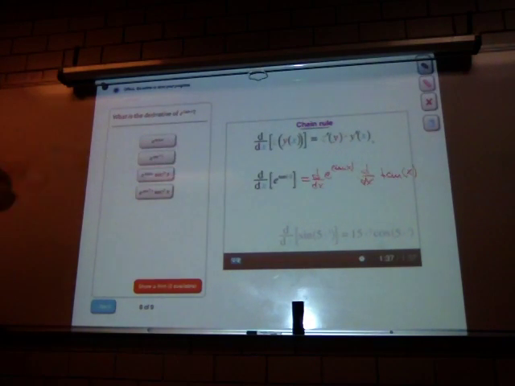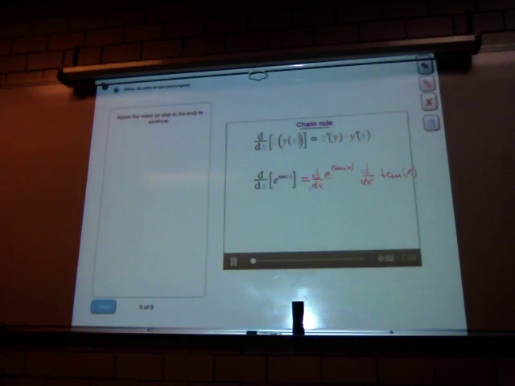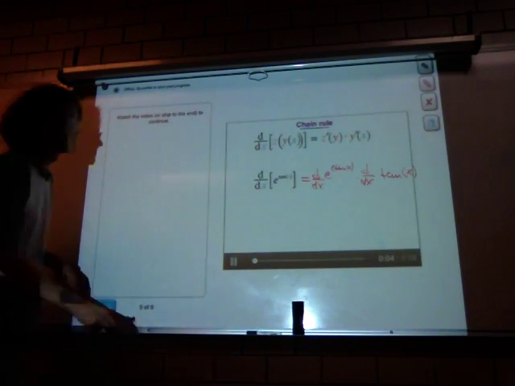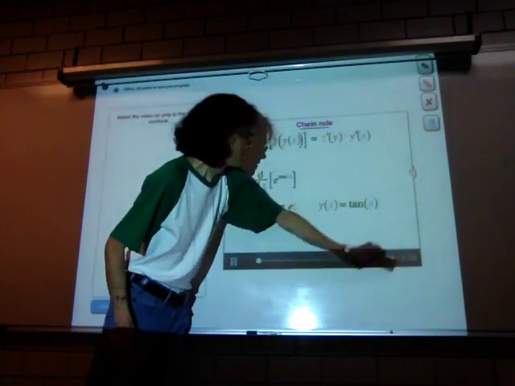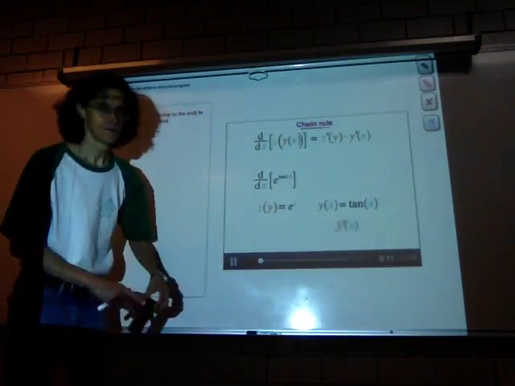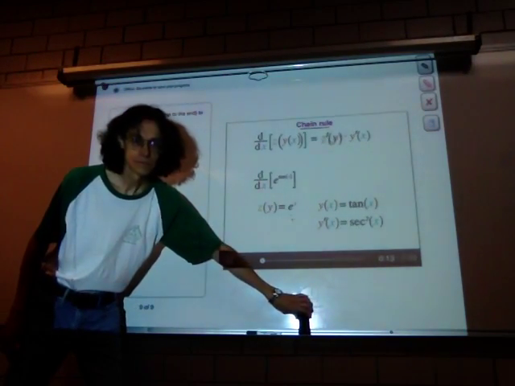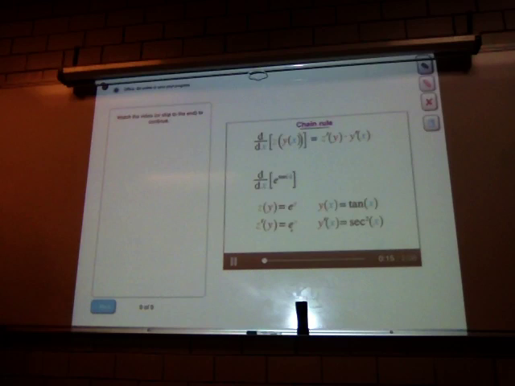Good work. You identified y of x as being the exponent here, which is the tangent of x. And you found that z of y is e to the y. The derivative of tangent is secant squared. And the derivative of e to a power is also e to that same power. Since e to the tan x is a function of x, you replaced the y over here with tan x. And so the derivative of e to the tan x equals e to the tan x times secant squared x.